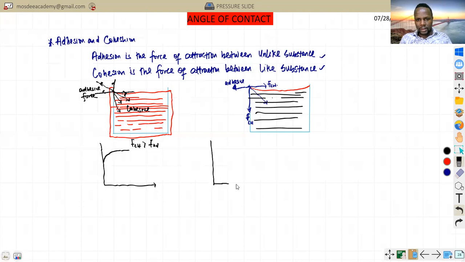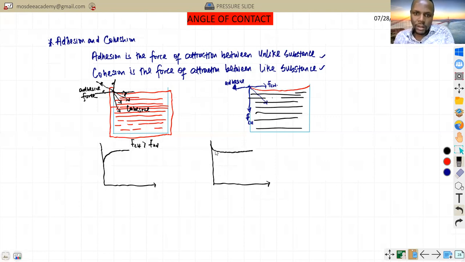I'm going to see something like this. Now, if it is the other way, that is the adhesive force on the horizontal is greater than the cohesive force on the horizontal, you are not going to see something like this. The liquid will now flow something like this. It will flow like this, fine.